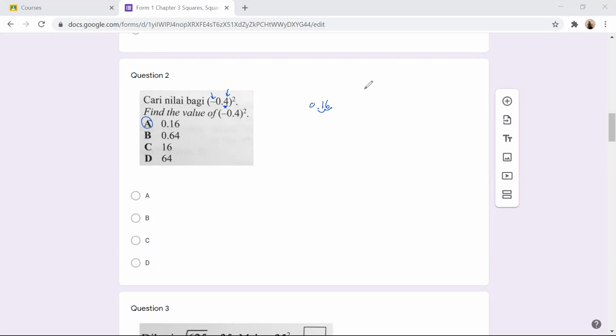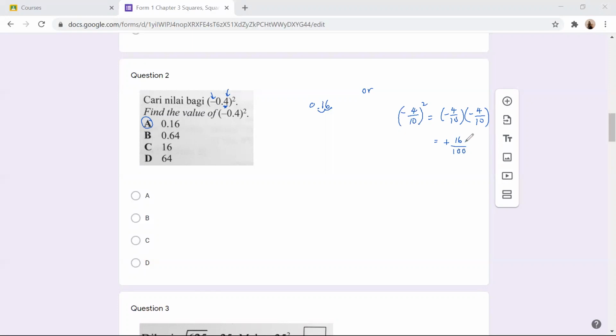Now, or we can use the conversion between the decimal number and the fraction, because negative 0.4 can be written as negative 4 over 10. And we have to square this one. The square of this means negative 4 over 10 multiplied by itself twice. So negative times negative, we get positive, and 4 times 4 is 16, and 10 times 10 is 100.